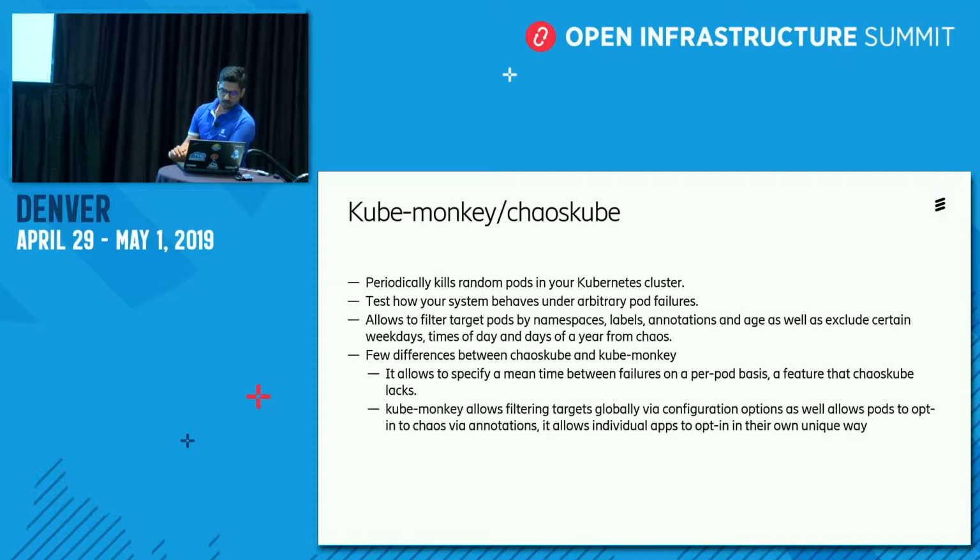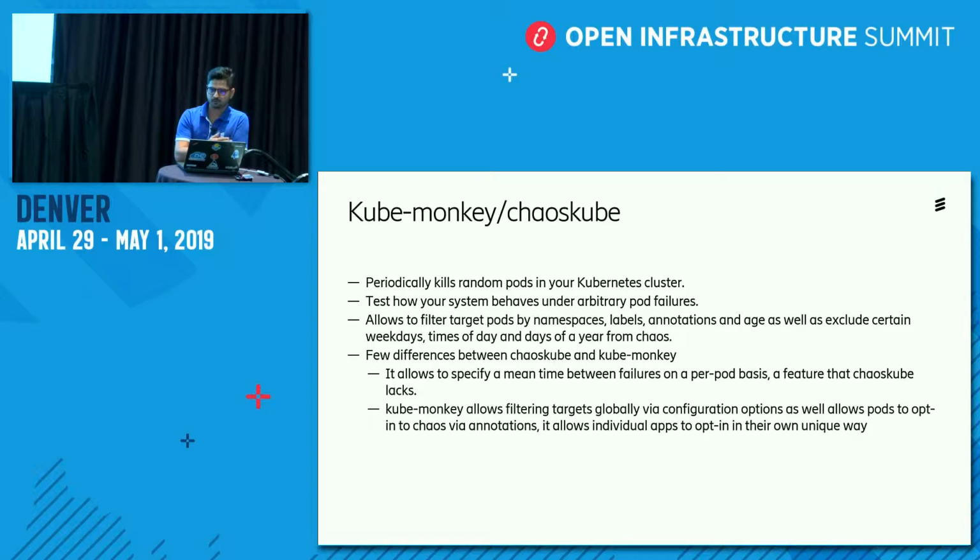Now, some of the tools that we have evaluated and that I'll be talking about as part of this session. The first one is Kube-monkey or Chaos Cube. Both are similar sets of tools which provide chaos testing. Chaos testing is a mechanism where you randomly kill pods in an environment just to ensure its behavior is consistent and does not have any abrupt errors or failures and so on.